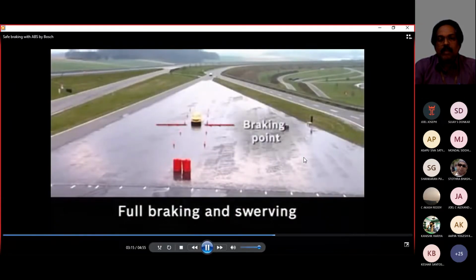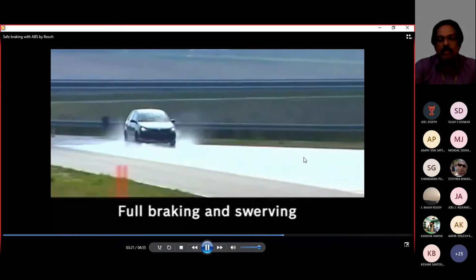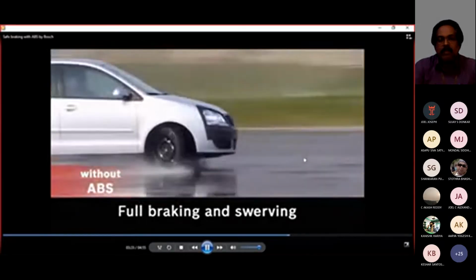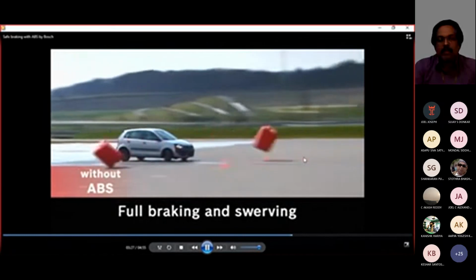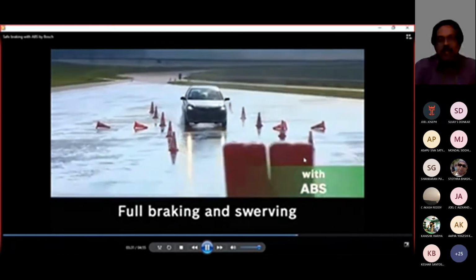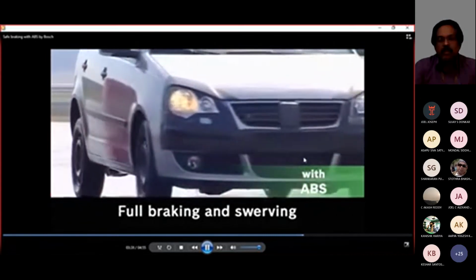Full braking and swerving. Should the braking distance not suffice, the driver must swerve to evade the obstacle. Without ABS, the vehicle cannot respond to the driver's steering attempts. With ABS, your vehicle remains steerable and stable. A collision is thus avoidable.